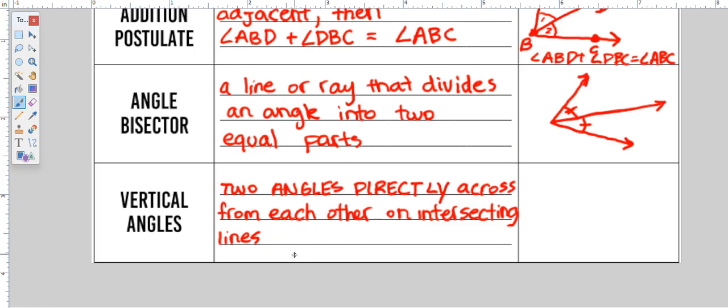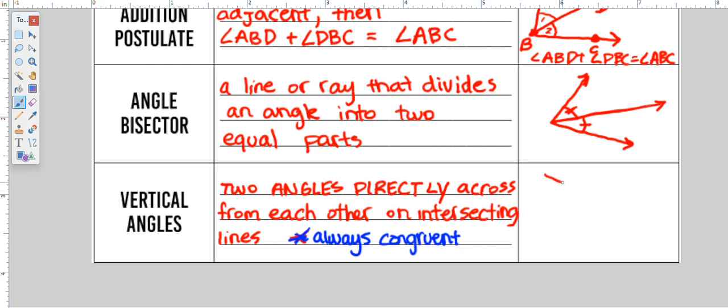Okay. The thing about vertical angles is they are always congruent. Okay? Always congruent. They're the same. Okay, so just make a little note there.